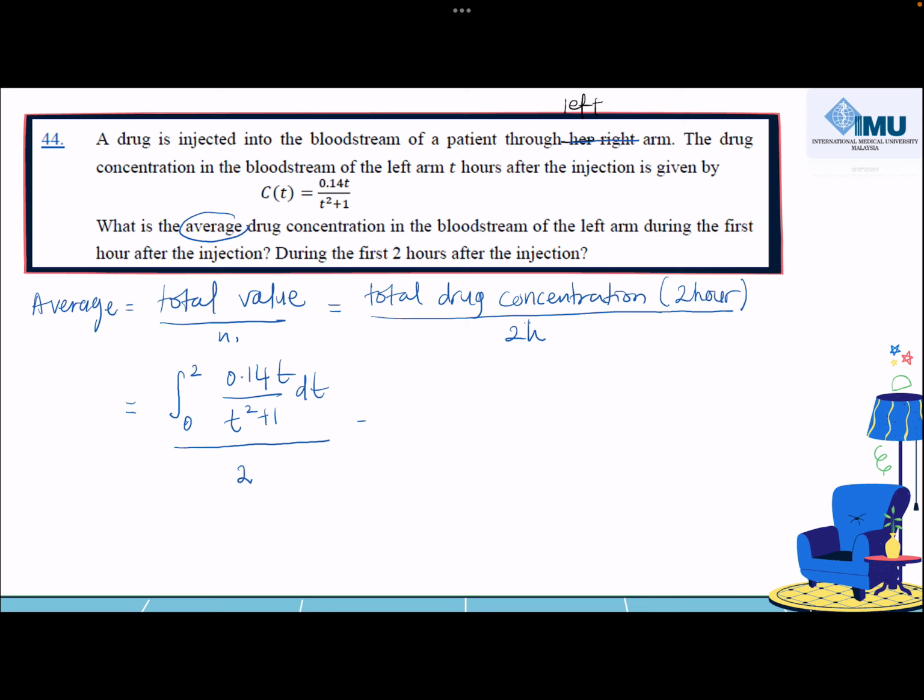Now, don't forget, the previous integration, because it's the same function, you integrate 0.14t over t squared plus 1 using recognition. You will get 0.07 ln(t squared plus 1). However, the limits changed from 0 to 2. And don't forget to divide this total value by 2. Hence, evaluate accordingly. You will get the solution of 0.05633 units. That's all for question 44.